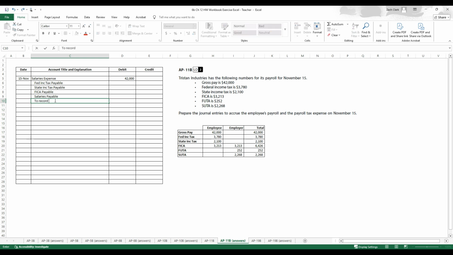And we'll say to record employee pay and withholdings. So there's no health insurance in this one. That was something we saw previously. There's some other things that can get withheld as well, things like the 401k withholdings or other types of retirement plans, things of that nature. Health insurance like we saw previously. But this one is just salaries and taxes, essentially. Okay, and no FUTA or SUTA, because those are just the employer portion there.